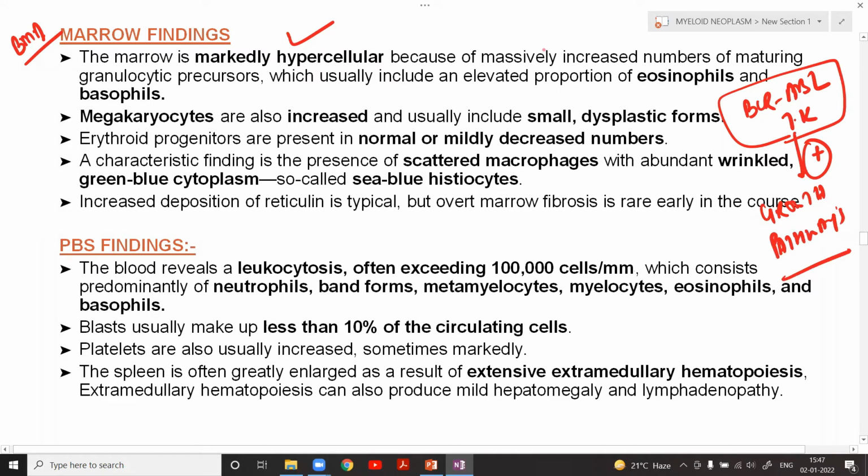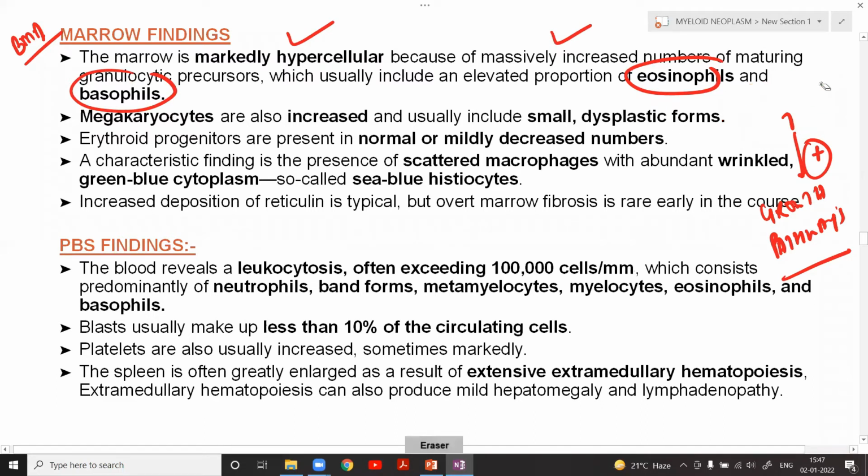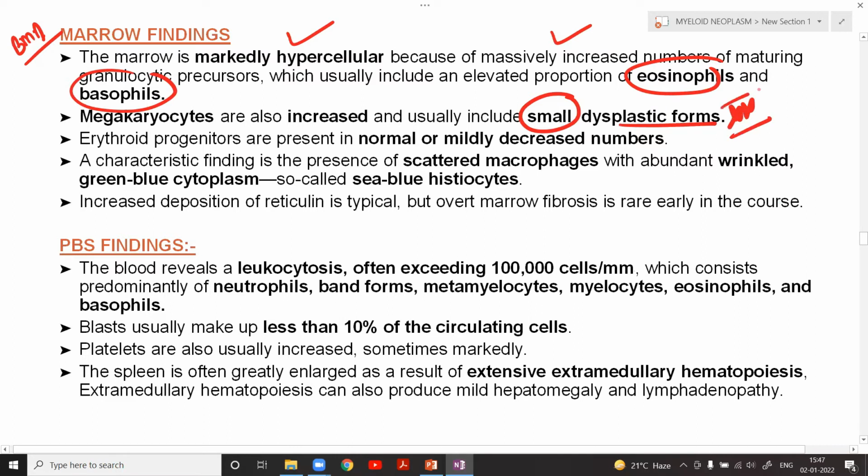So there is a massively increased number of maturing granulocytic precursors. And also very importantly, there will be an increased number of all the cells, including the eosinophils as well as the basophils. Secondly, megakaryocytes are also increased in number. But one very important point that all of you miss is that you might find some small dysplastic forms of megakaryocytes also in case of CML. This is a very important finding that you should not miss in your answers. Now, erythroid progenitors are usually normal or might be mildly decreased in number.